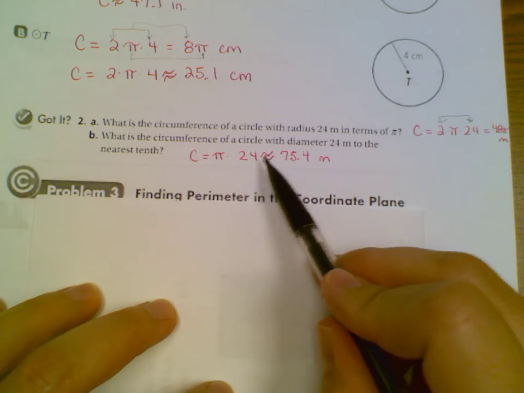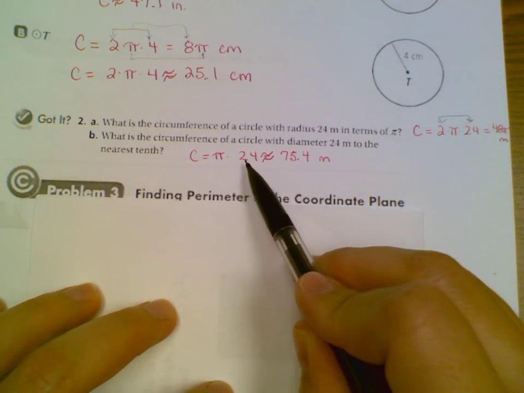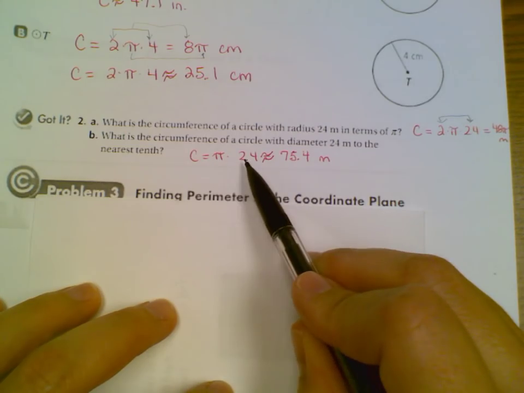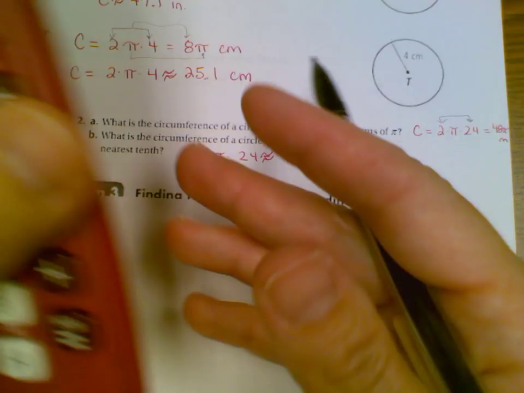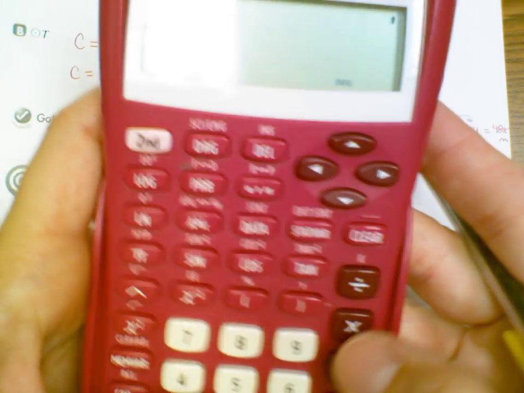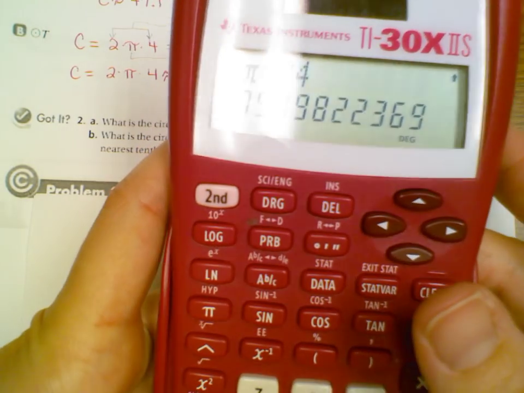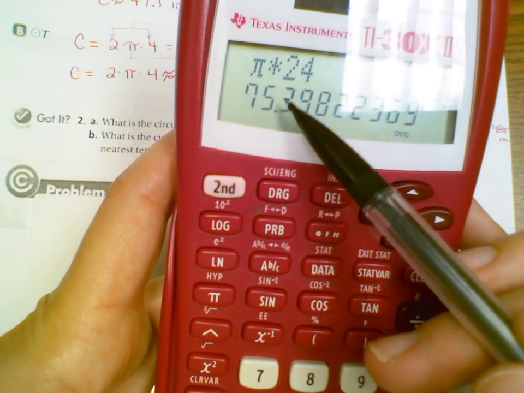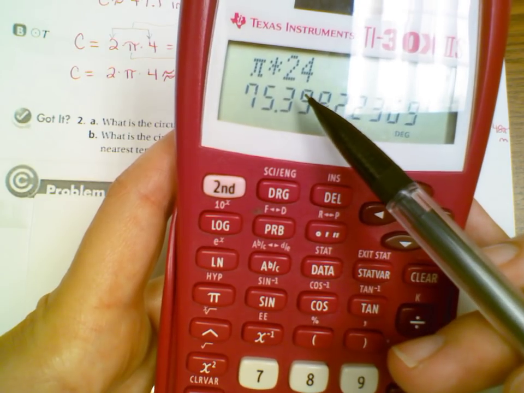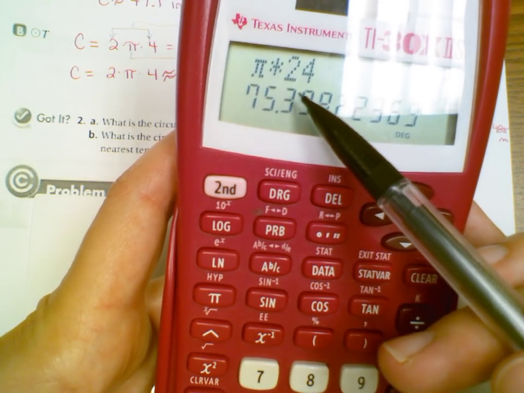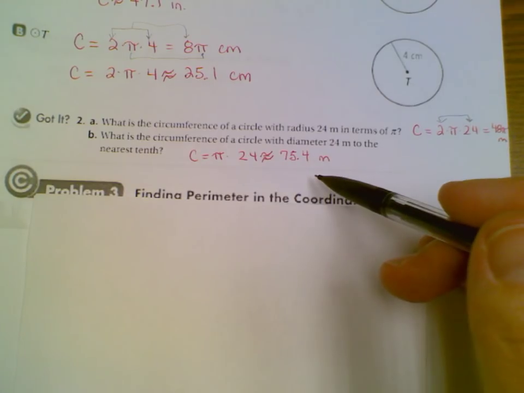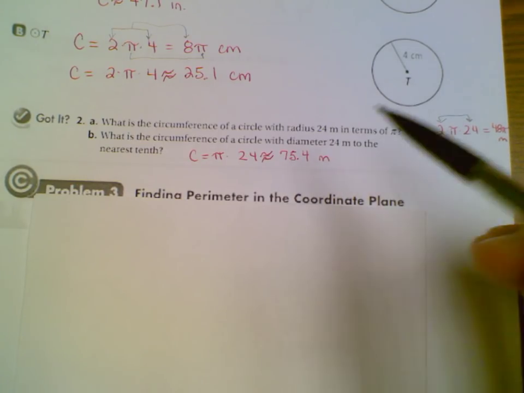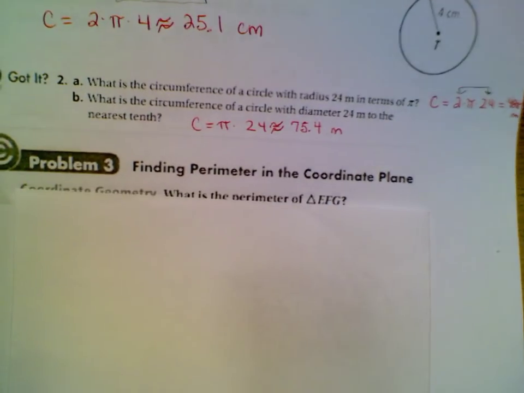The second one gives you the diameter, so I'm going to use the formula with diameter, and it wants you to round to the nearest tenth. So you would type into your calculator pi times 24 and get this decimal. In this case, I'm wanting to round to the nearest tenth, so when I look behind there, this is 5 and above, so I'm going to round up. So that's why it should be 75.4 meters. Make sure you're rounding correctly.